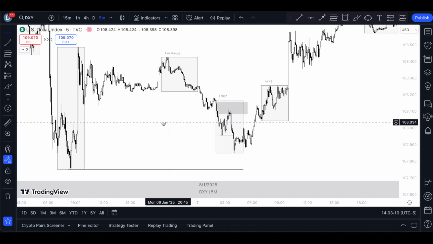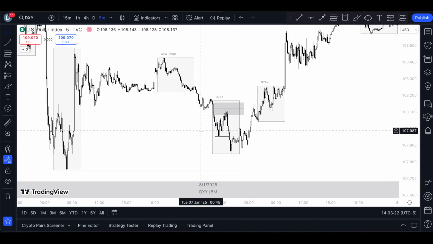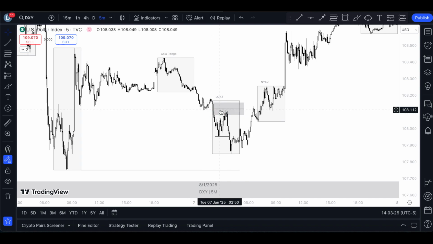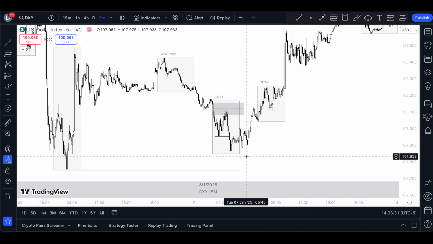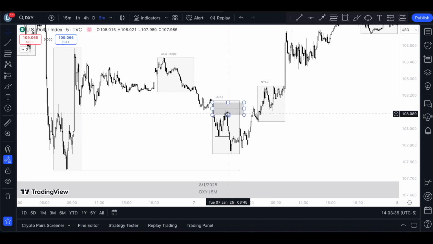Right, so cool. This was essentially the framework for the DXY. Super simple. Price hits the array, starts displacing away, takes that local low. When this low is taken, this trade would have been set to either break even or to this high, which for a lot of people would have been approximately the same point.